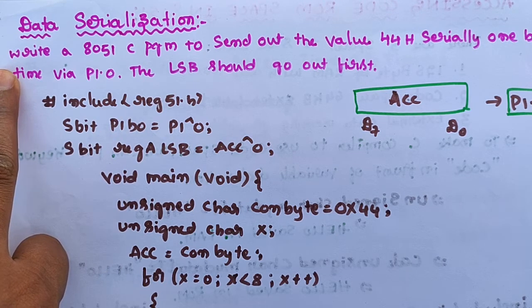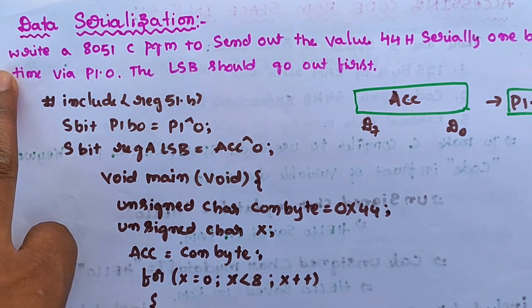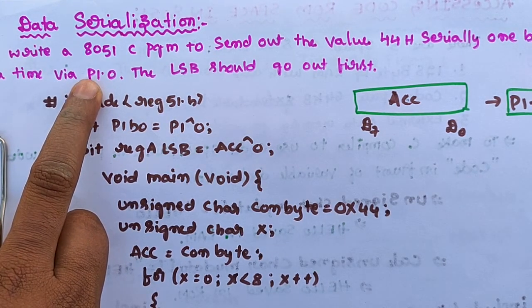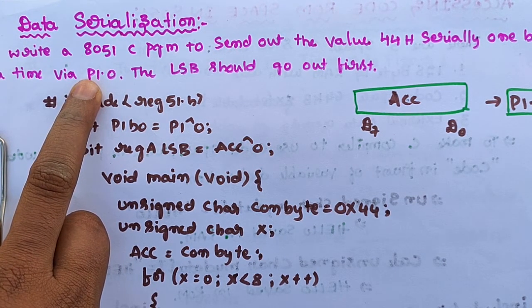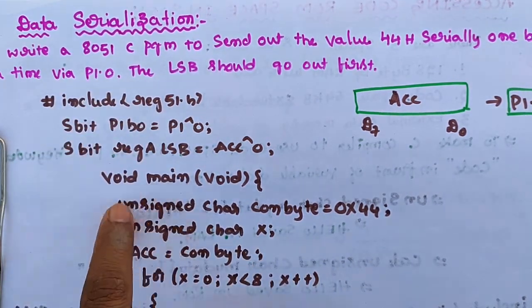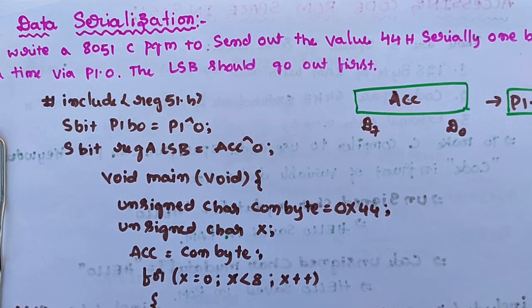Here is a simple 8051 C program to send out the value 44H serially, one bit at a time. We use port P1.0, and the LSB should go out first. So this is the program logic to transfer the data one bit at a time.